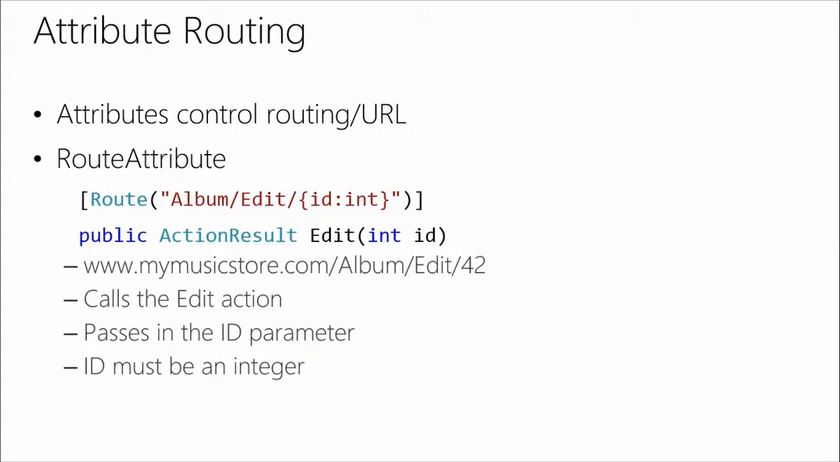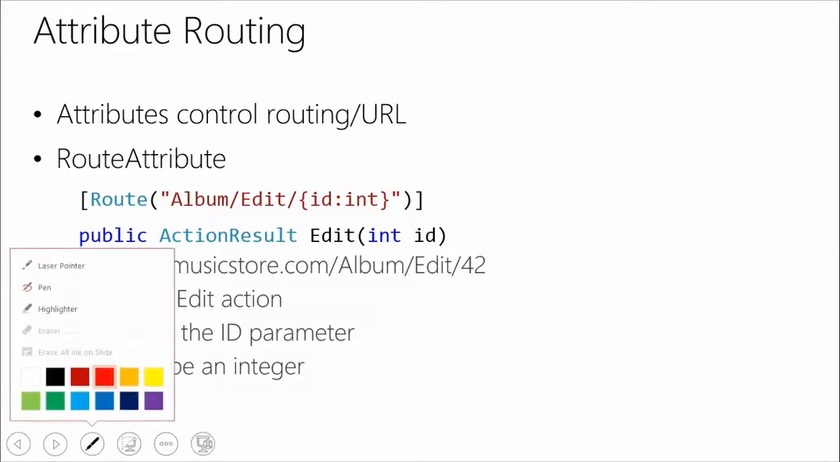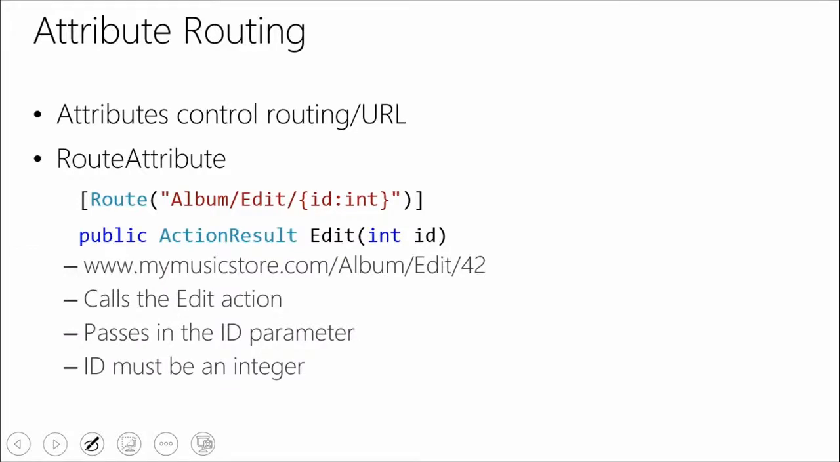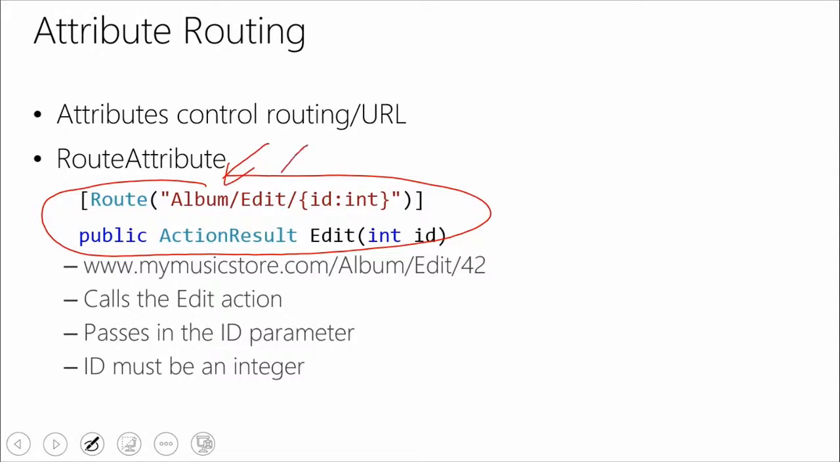So let me go back over here to my little slides, and let's introduce this really cool concept known as attribute routing. So what I do is I just simply add in my little route right on top of the action. So I can just simply type in whatever text it is that I might want. So for example, right now, what we have is albums/edit/ and then whatever the number might be.